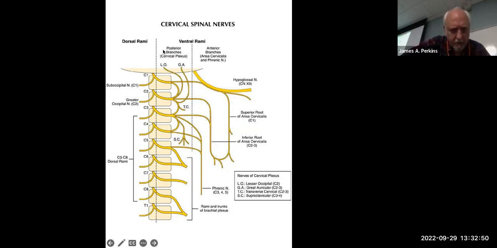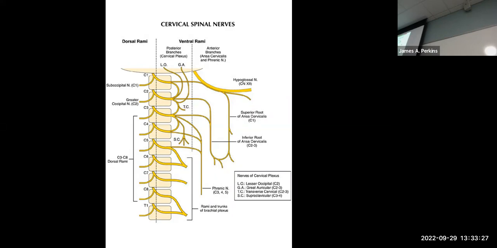We have posterior branches of the ventral rami from C1 through C4 that join together to form something called the cervical plexus. And this is a group of sensory nerves. They are entirely sensory. The posterior branches of the ventral rami are all sensory. These are the nerves that spread out across the sternocleidomastoid, and they're responsible for sensation from all of the skin of the neck.